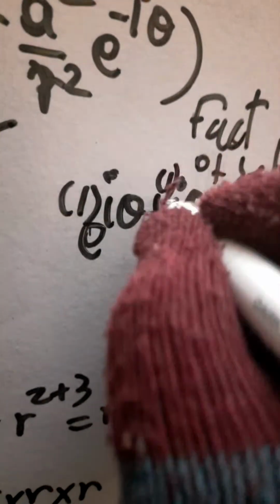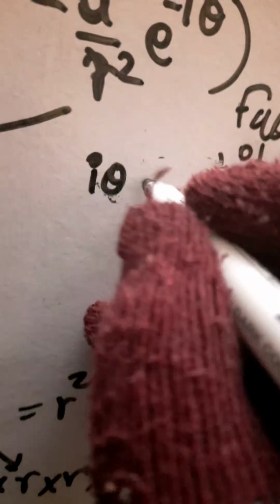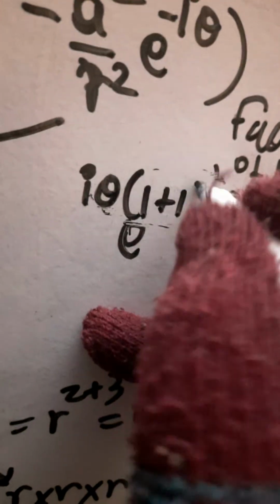And here, this is 1 into i theta, 1 into i theta. When there is the same stuff, we take i theta common, and we add 1 plus 1, which is 2. So it is e raised to 2i theta, and this is minus a by r square.